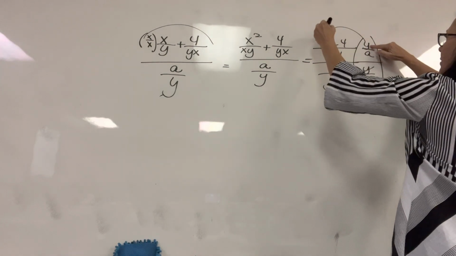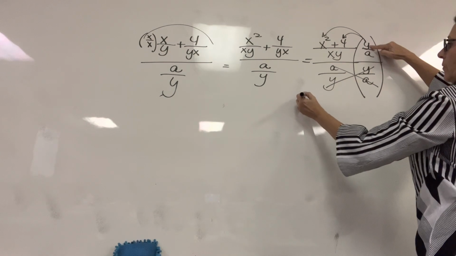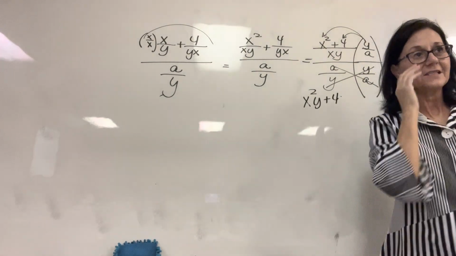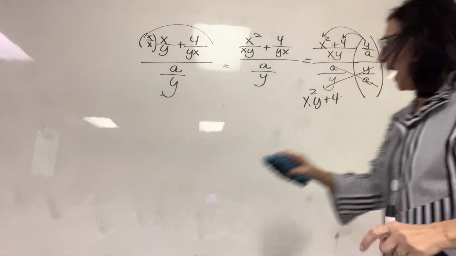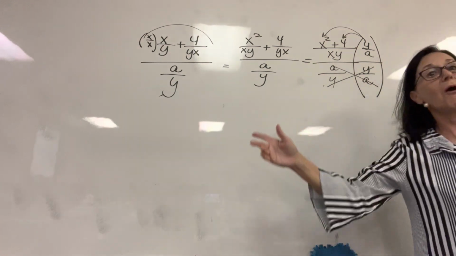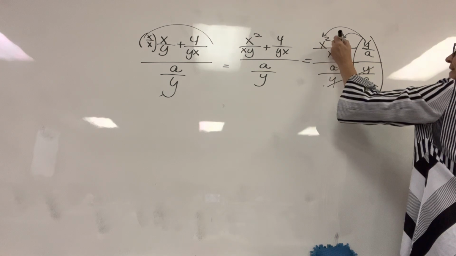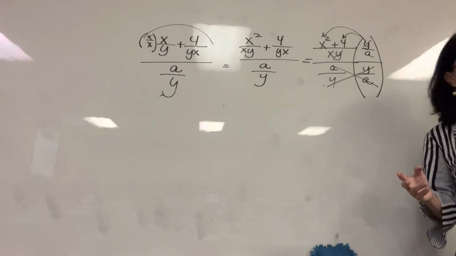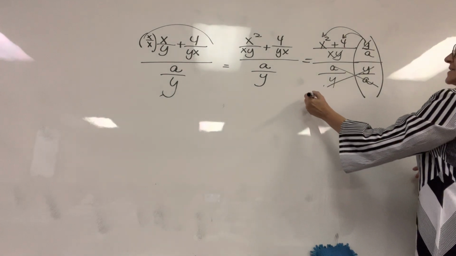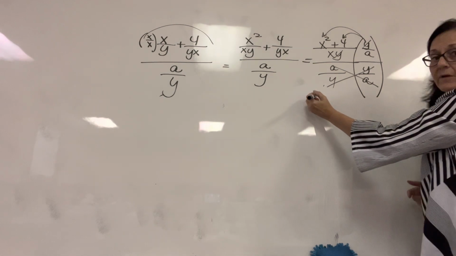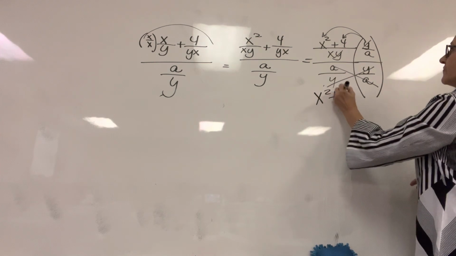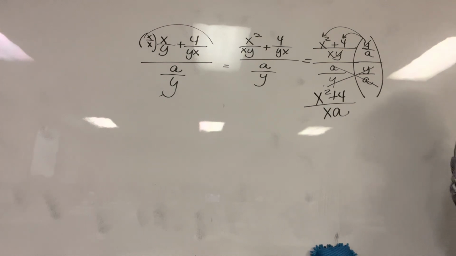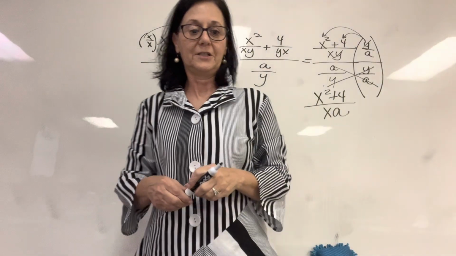Okay, so I have to distribute this y to both terms in the numerator. So it's x squared y plus 4. Wait, just a minute. I can eliminate the y because they're multiplied. All right, so this y can eliminate that y. The minute after I multiplied, I said, wait a minute, I'm going to have y everywhere. So this is just 1 in the numerator, so it is x squared plus 4 over xa. Good catch. I'm glad y'all are watching and paying attention.